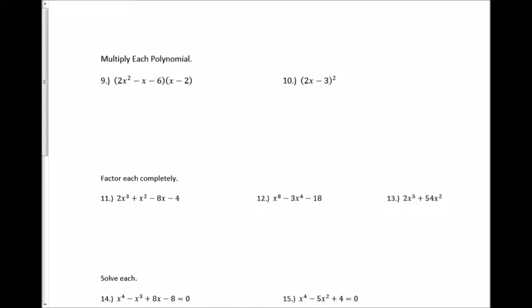For this one, I'm multiplying, and you can distribute backwards if that's more comfortable. I distribute the x. It's going to give me a 2x cubed minus x squared minus a 6x. And now I do the same thing with the negative 2. I distribute the negative 2 to each of these, which is going to give me a minus 4x squared plus 2x plus 12. And then I once again combine like terms.